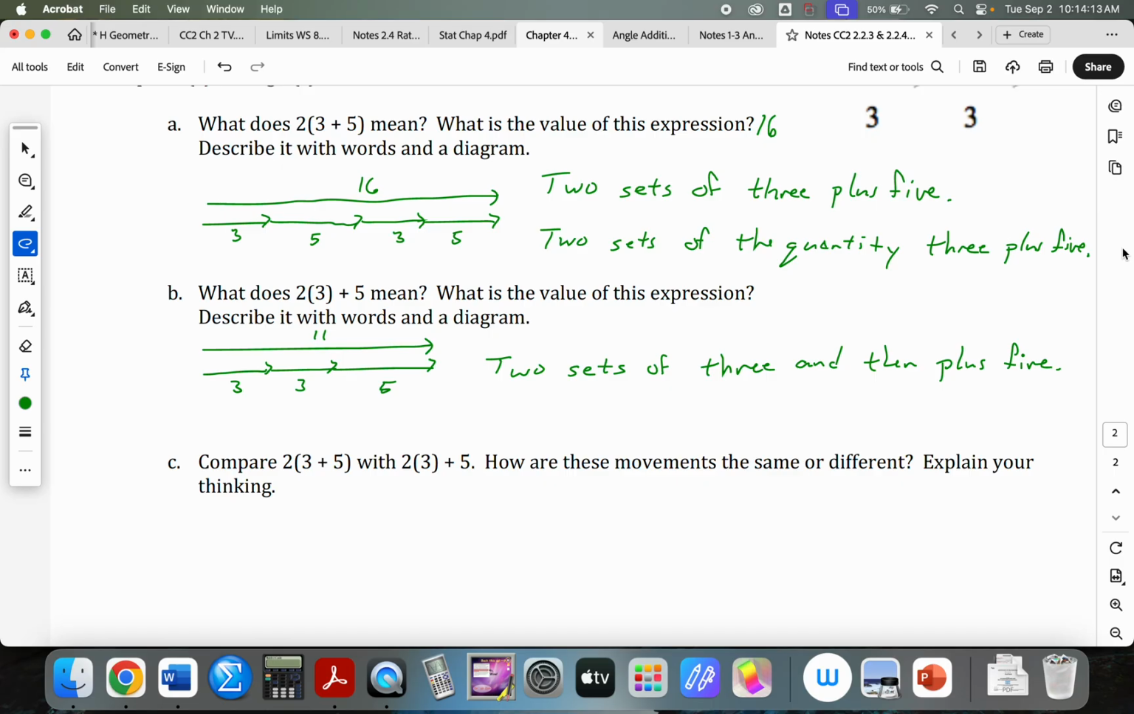Yes, ma'am. For B, could you write 2 sets of 3 and 1 set of 5? Ooh, that'd be a great way to do it. Yeah, absolutely. You could say 2 sets of 3 and 1 set of 5. That works.